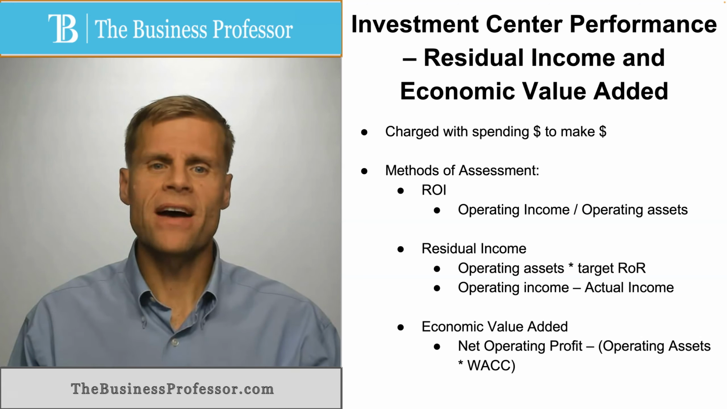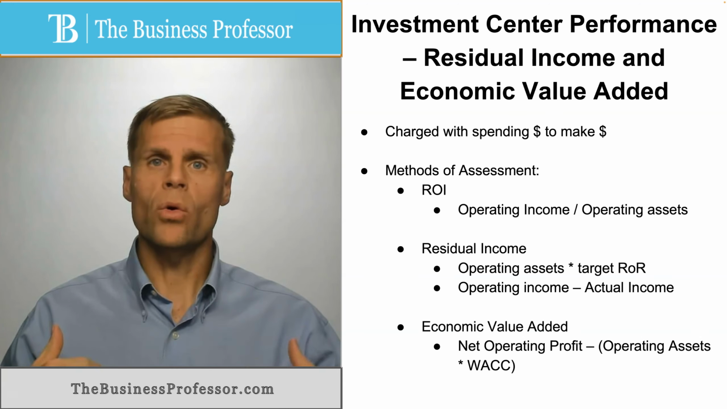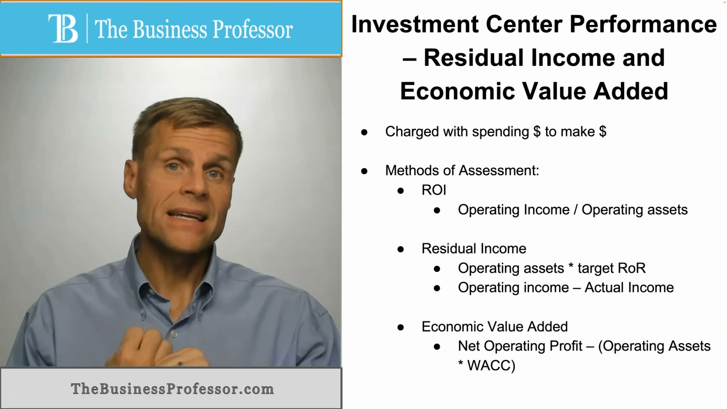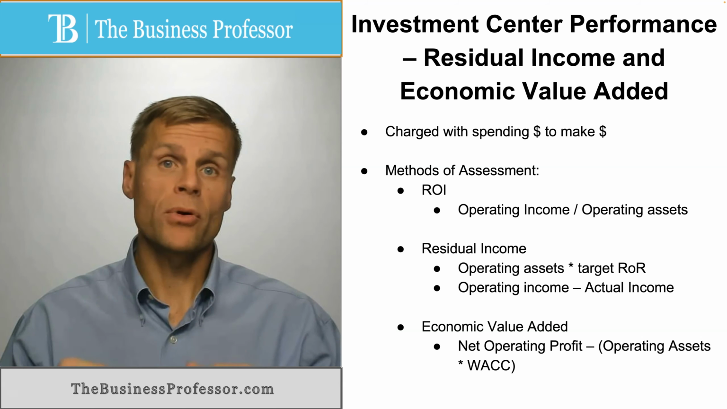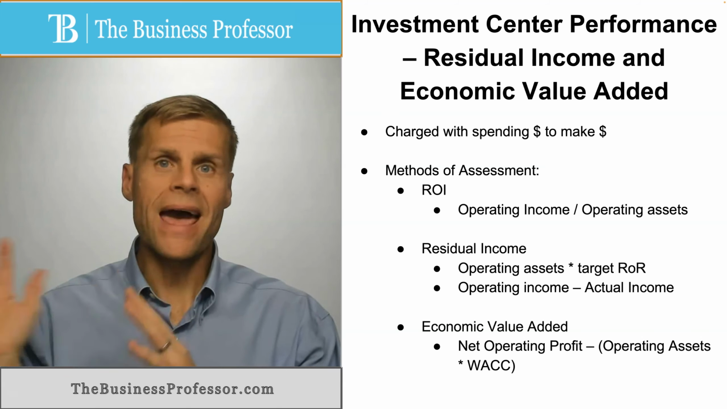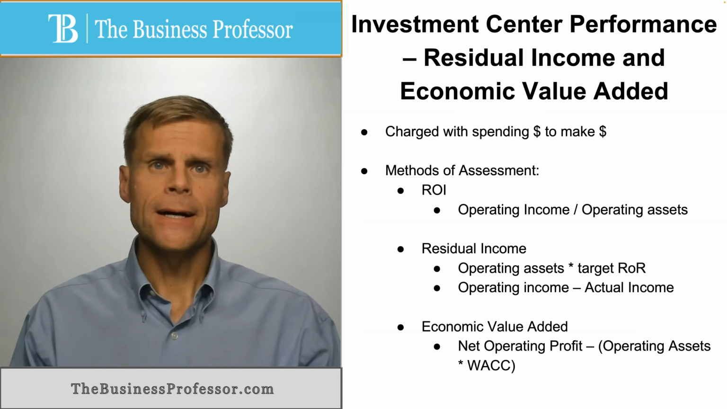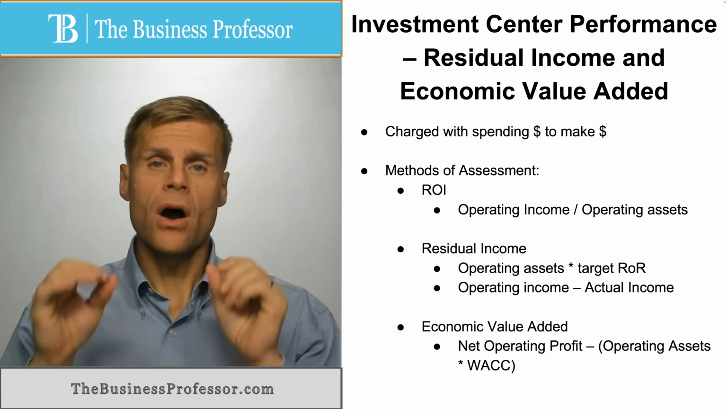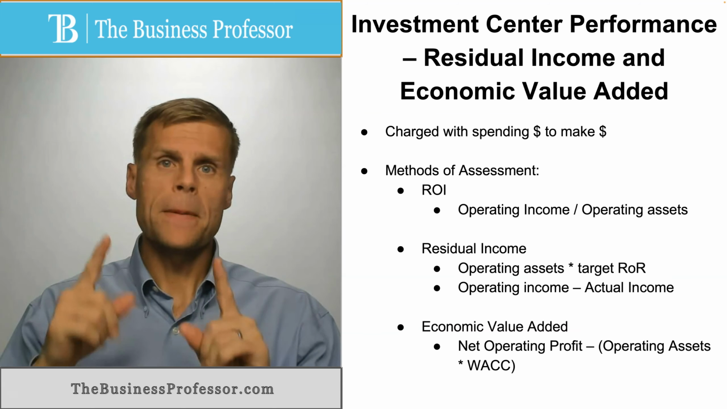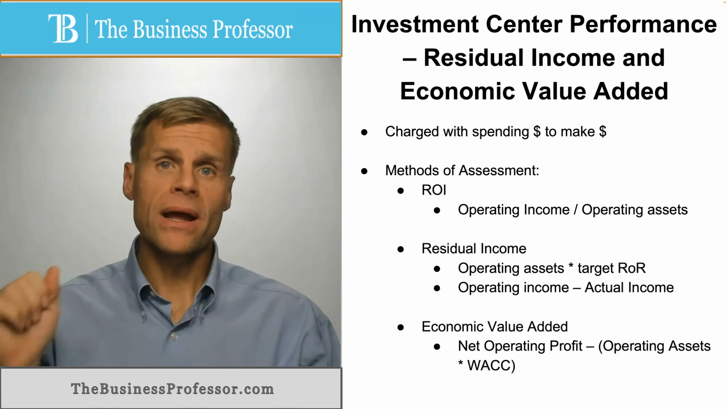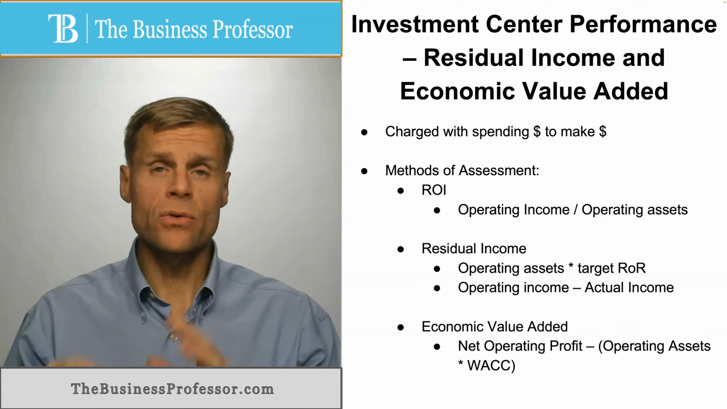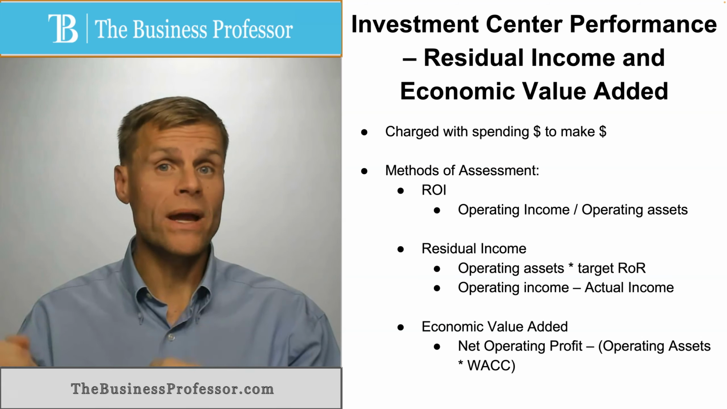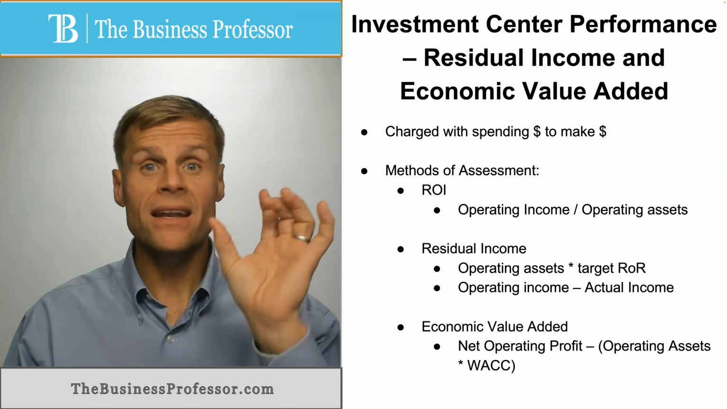Lastly, economic value added. This is more of a full organizational look, but basically it says what is the net operating profit, and that's generally before taxes are assessed, of the organizational unit minus its operating assets times the weighted average cost of capital. So what you're doing here is taking the value of the operating assets and multiplying it times your weighted average cost of capital. What is that?